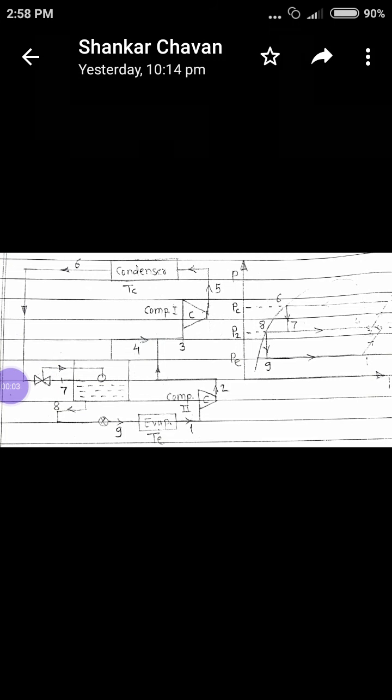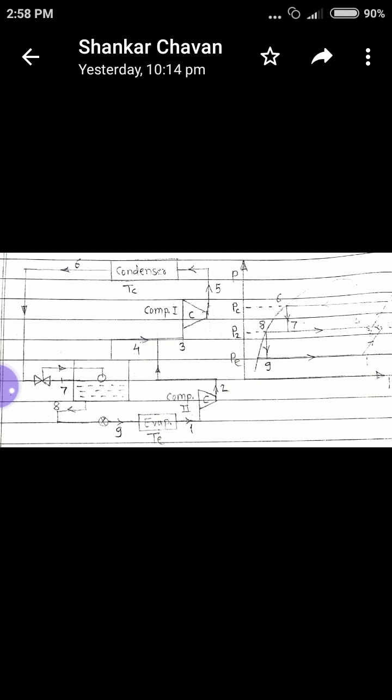Welcome back. Now there are different methods of these multi-pressure systems. One method is two-stage compression with flash chamber. In that system there are two compressors. In the first compressor, the refrigerant from the evaporator in vapor form gets compressed, and that compressed refrigerant enters into second stage compression.